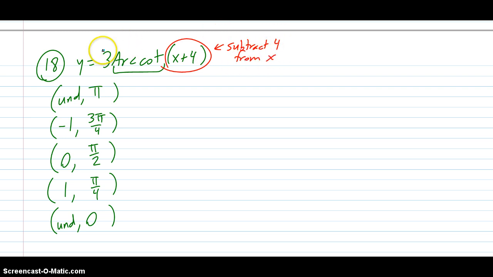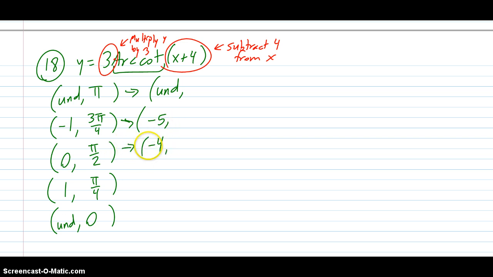And that's it for the x's. Out here we have 3 times, so that's multiply y by 3. Alright, so here we go. Let's subtract 4 from all our x's. Undefined minus 4 is undefined still. -1 minus 4 is -5.